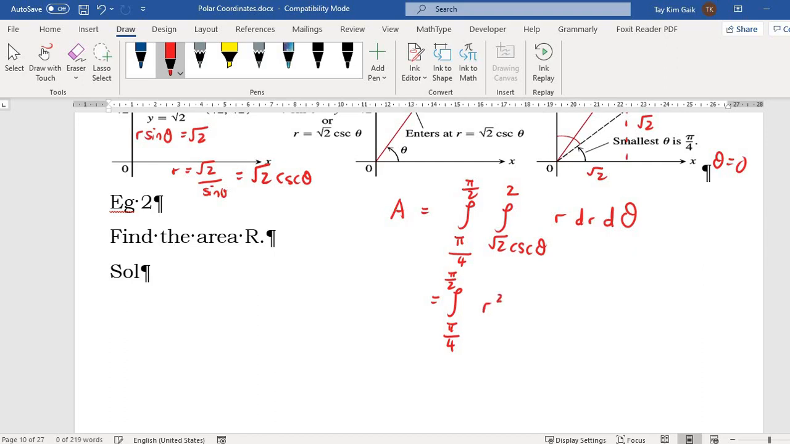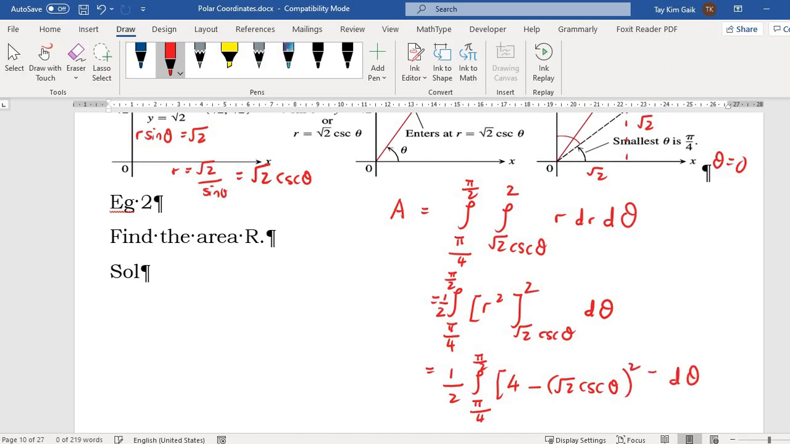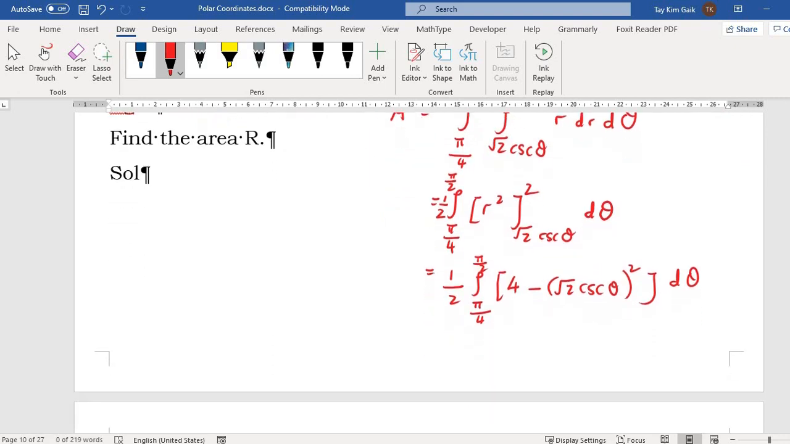Integrate r dr, you get r squared. I normally factor out a half outside. So you have root 2 cosec theta up to 2, then d theta. Plug in the upper limit, 2 squared, you have 4, and then minus root 2 cosec theta squared, d theta. So root 2 squared, you have 2 cosec squared theta, d theta, integrated from pi over 4 to pi over 2.